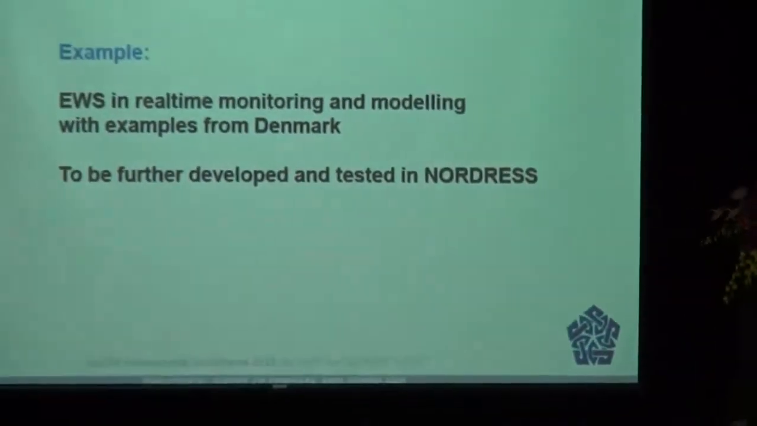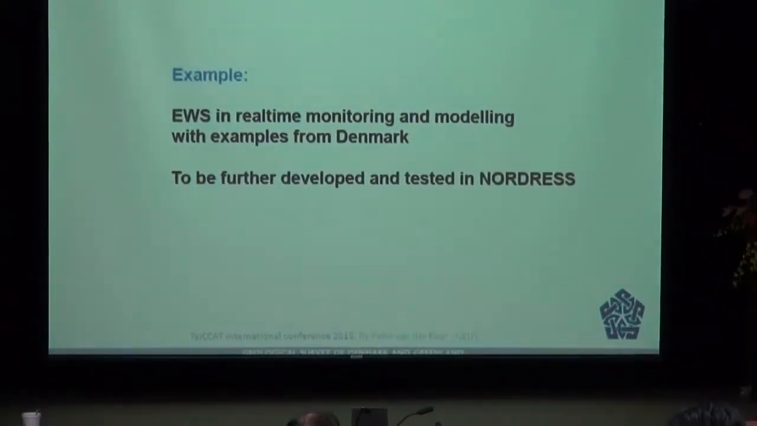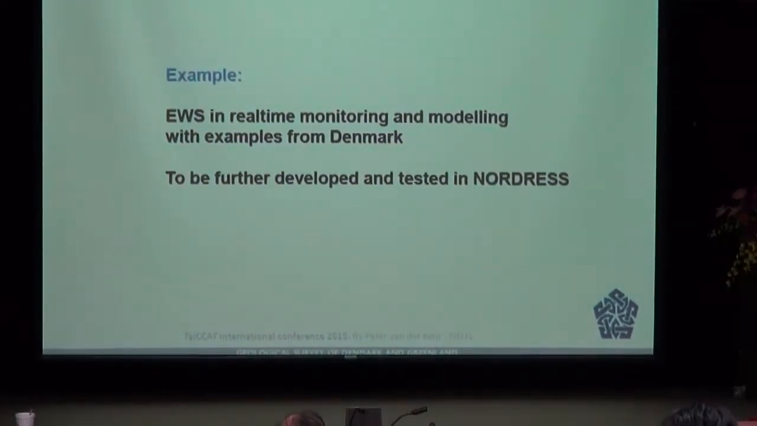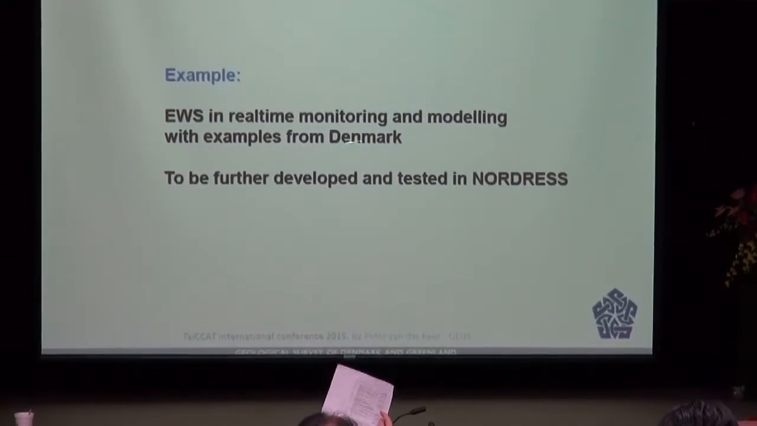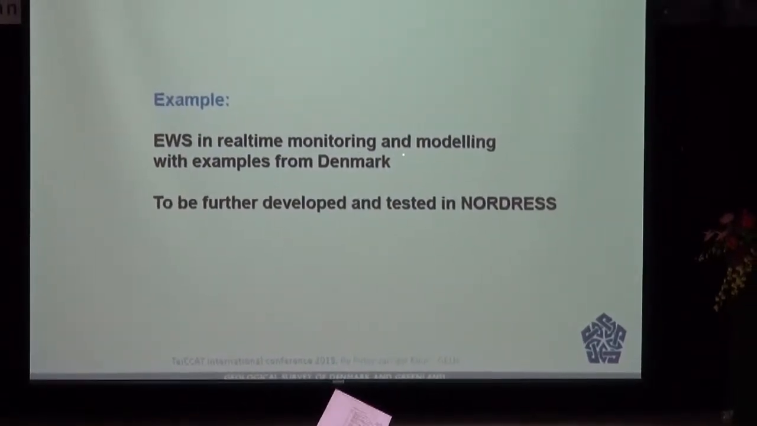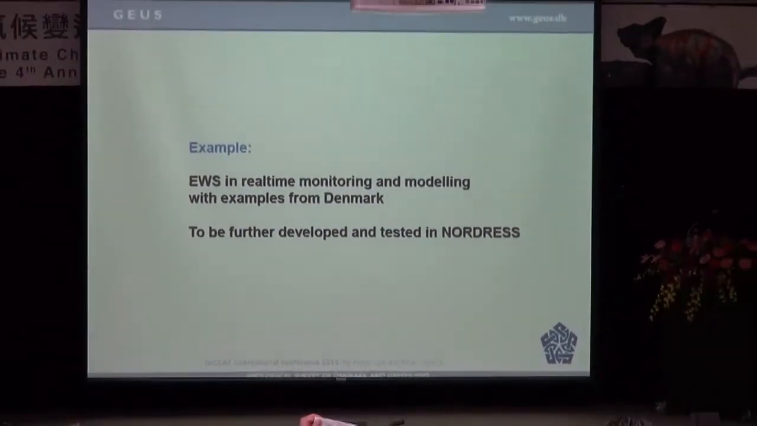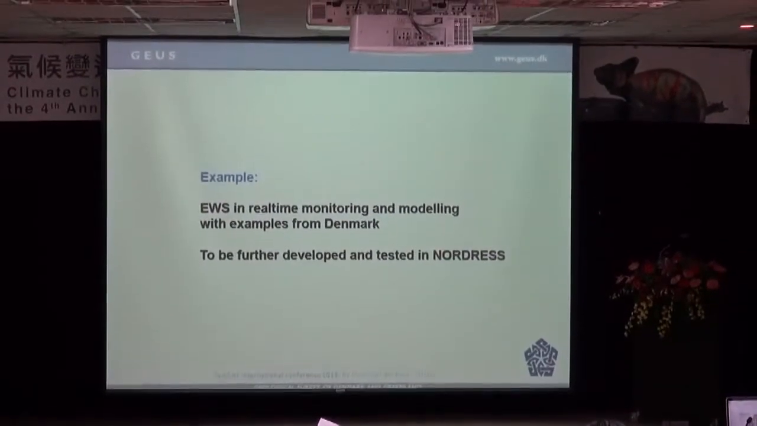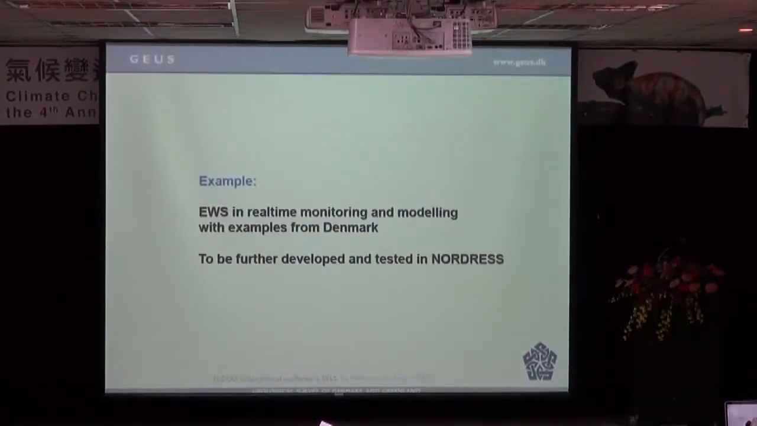So this is an example I want to use. This is something we will use in the Northwest project. We already have at GEUS an early warning system in development, and this is still a work in progress because the early warning system is coupled to a real-time monitoring and modeling system. And we want to develop and test this further in Northwest.